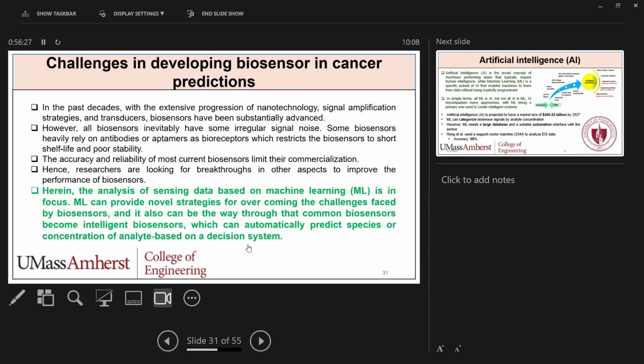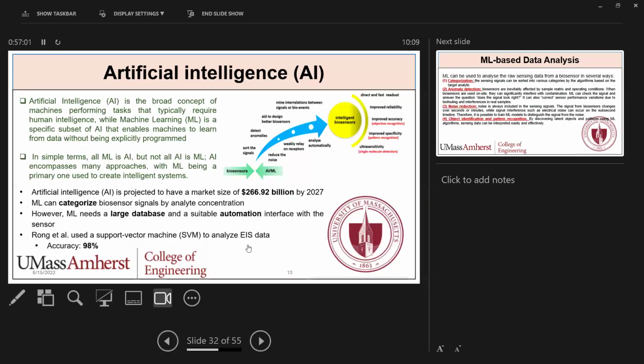Here our machine learning person comes in. What are the challenges in analyzing sensing data? Machine learning is in focus, with novel strategies. So what we did was incorporate some machine learning algorithms into the biosensor for our study, and we named it an intelligent biosensor. Yes, all these talks, you've been listening to artificial intelligence, machine learning, and there is no need for me to explain in detail, right?